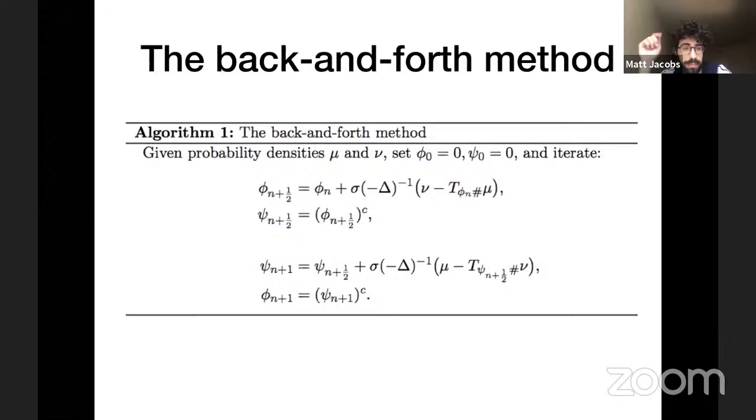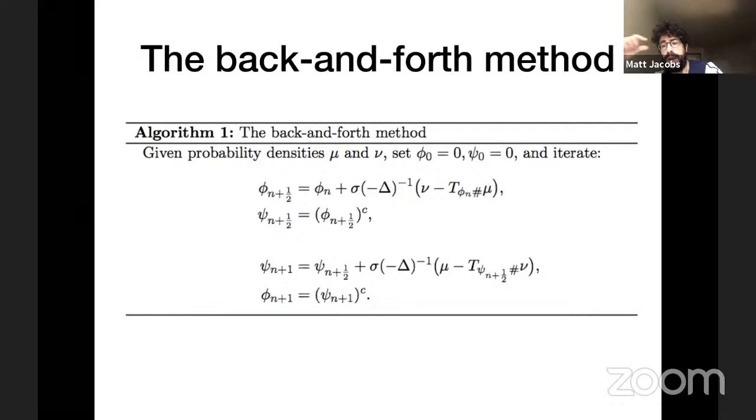So here's the method. What's going to happen is we are going to do a gradient ascent step on the phi space. We take a C transform and then move into psi space. We do a gradient ascent step there. And then again, we just take a C transform to move back into phi space, and we just keep iterating this.